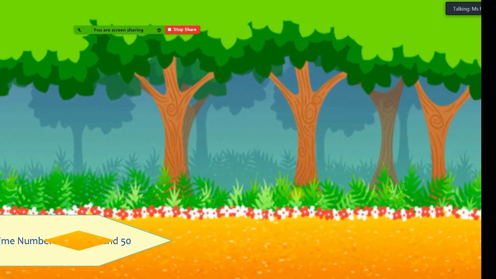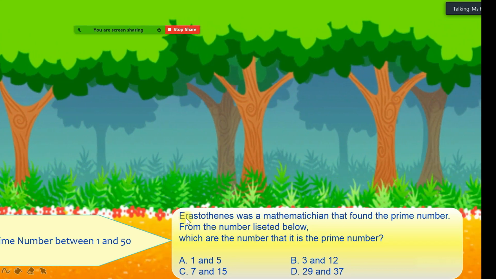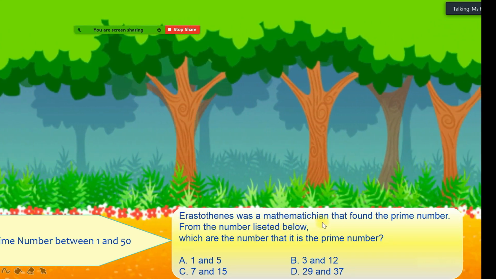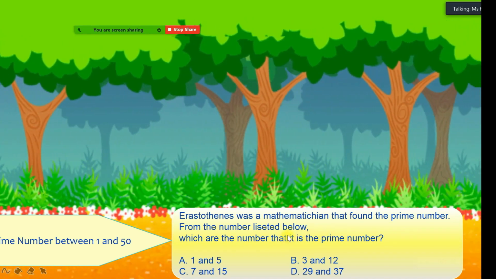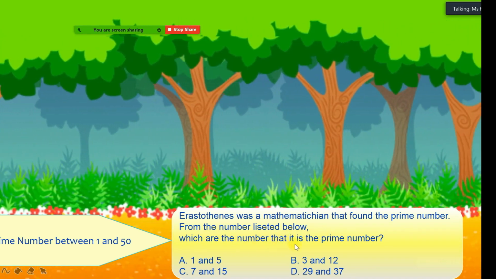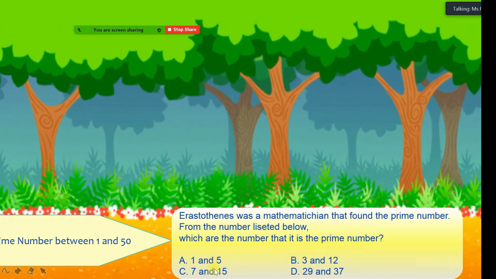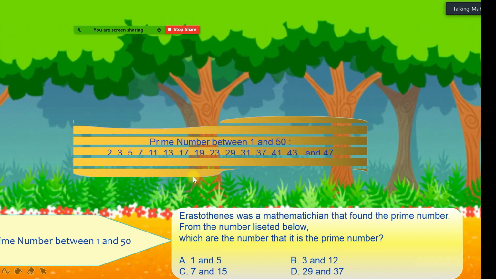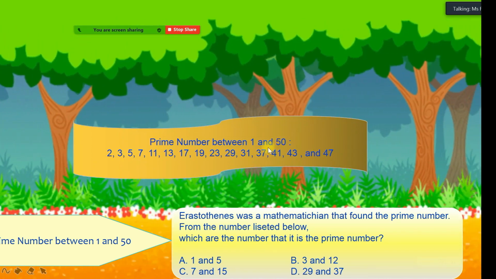For the example, Eratosthenes was a mathematician that found the prime numbers. From the numbers listed below, which is the prime number? Where is the prime number here? We can look at the prime numbers between 1 and 50.